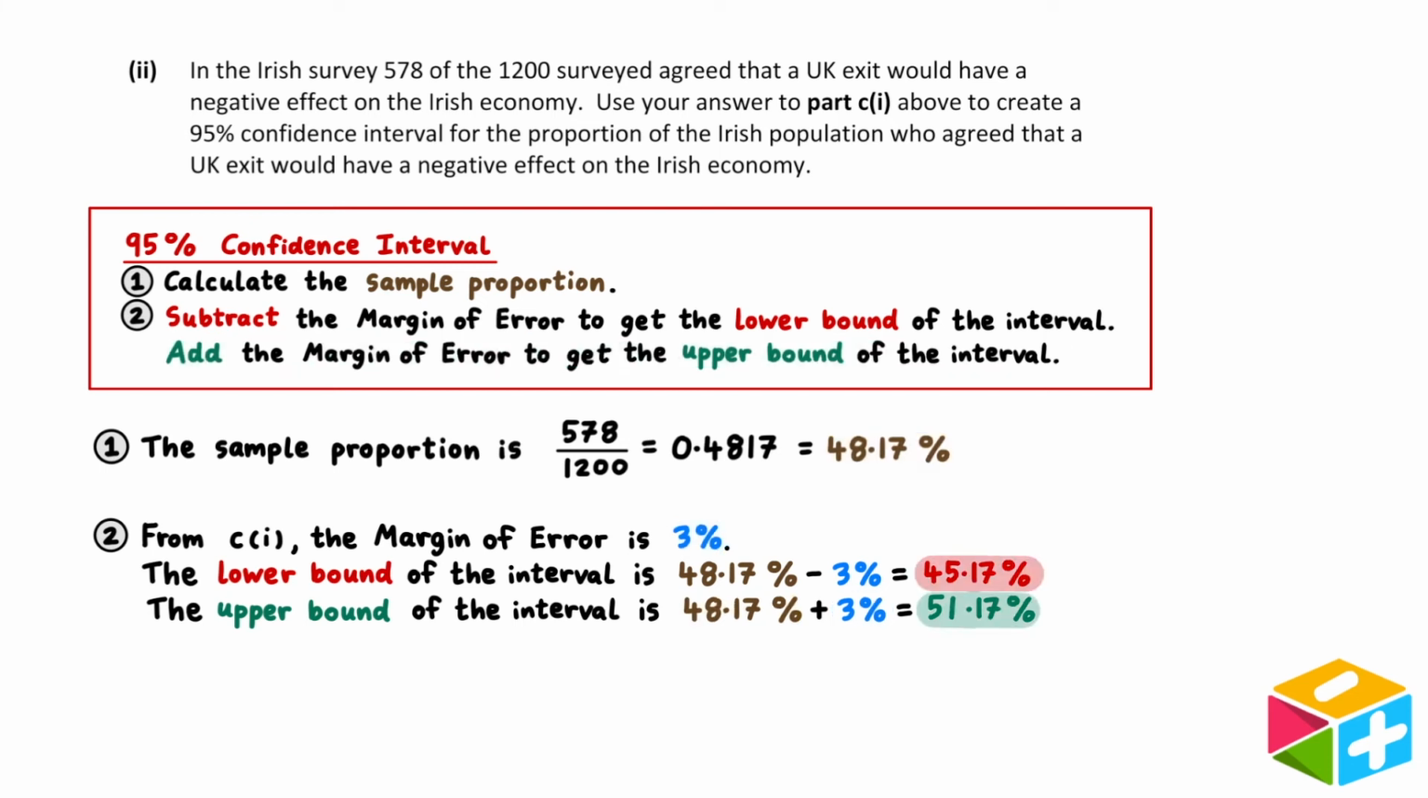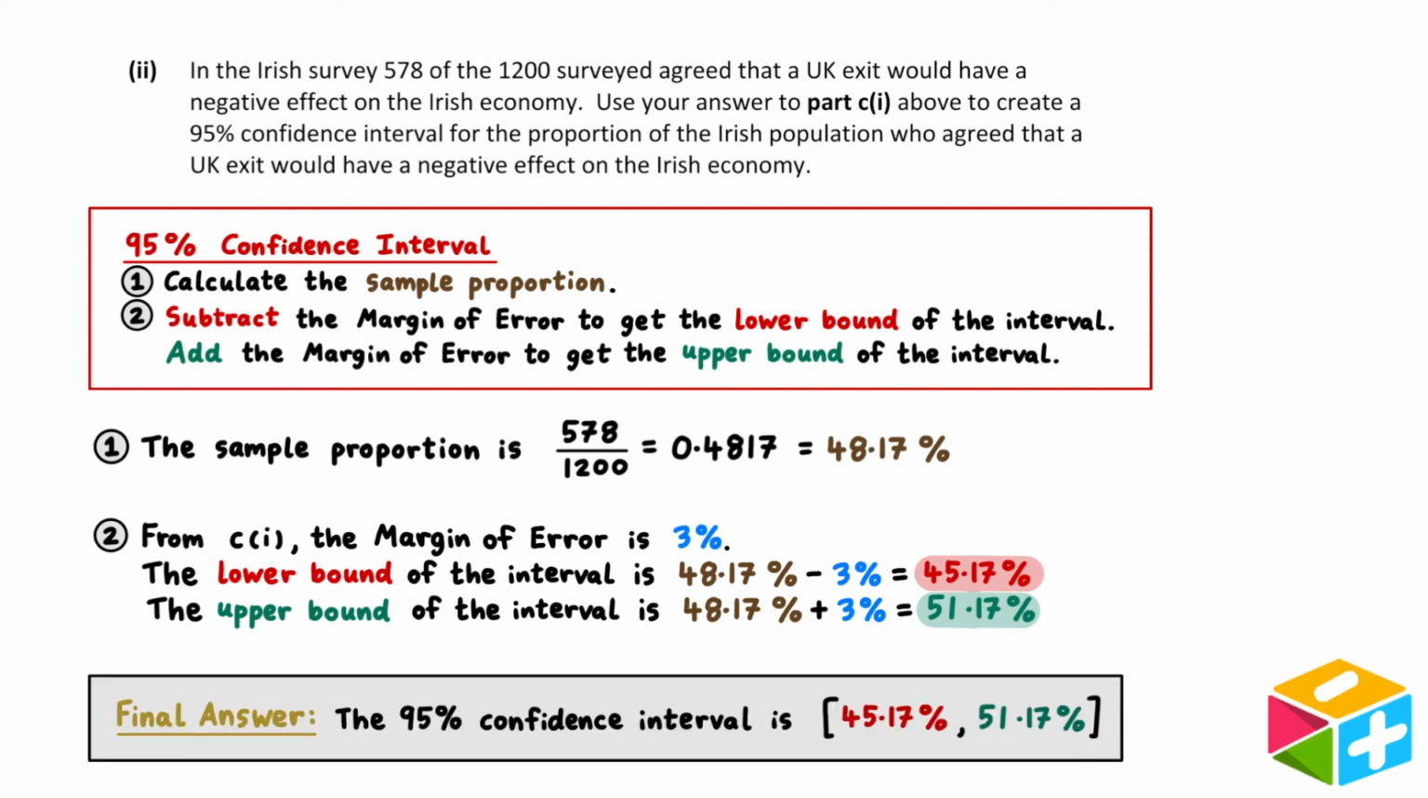So, we know the lower bound of the interval is 45.17%, and the upper bound is 51.17%. So our final answer is that the 95% confidence interval is 45.17% to 51.17%.